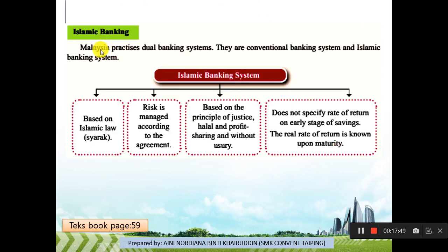Okay, Islamic banking. Malaysia practices a dual banking system. There are conventional banking system and Islamic banking system. So Islamic banking system is for Muslim. A conventional banking system for non-Muslim. But non-Muslim can use Islamic banking system. Islamic banking system is based on Islamic law, which is Sharia. Risk is managed according to the agreement. Based on the principle of justice, halal and profit sharing, and without usury. Does not specify rate of return on early stage of saving. The real rate of return is known upon maturity.